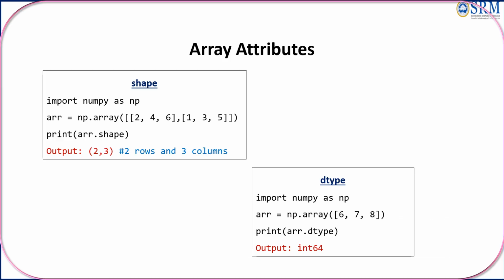And then comes the shape of the array and the data type. To know the shape of the array, we give array.shape. The same array that we have created contains the values 2, 4, 6, 1, 3, 5, and it's a two-dimensional array with 2 rows and 3 columns, and that can be known by using .shape. Likewise, if you want to know the data type of the array, we use .dtype, which gives us int64.